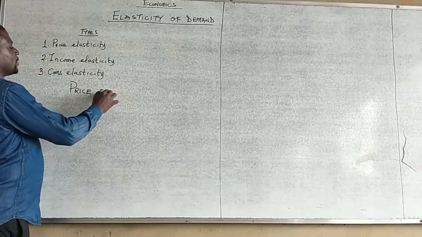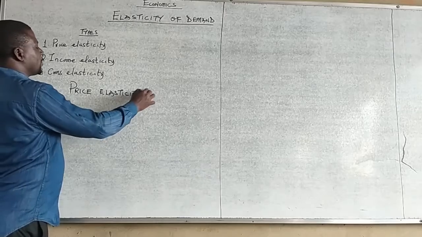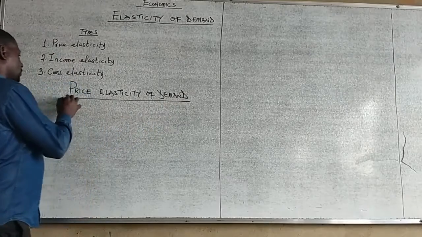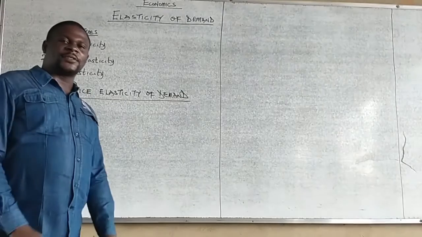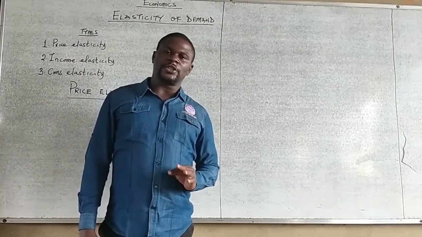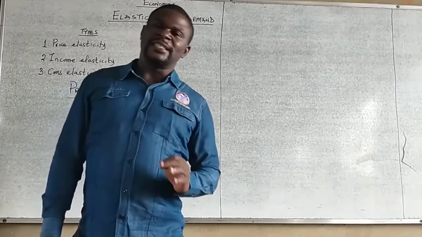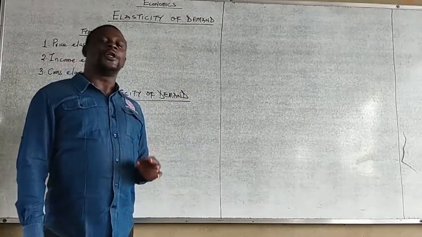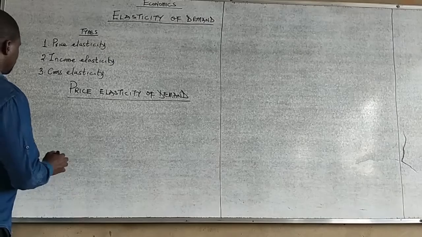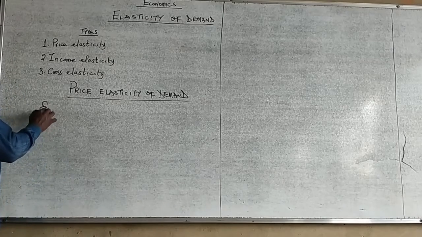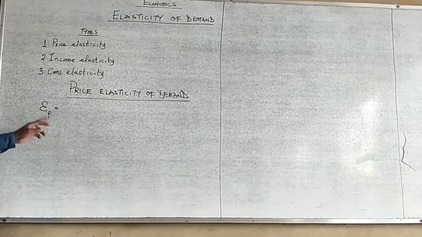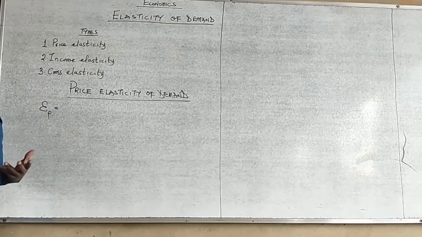Price elasticity of demand. Now, price elasticity of demand is the degree of responsiveness to a little change in price of a commodity. And of course, the price elasticity of demand is always represented by EP, where the E means elasticity and the P means price.